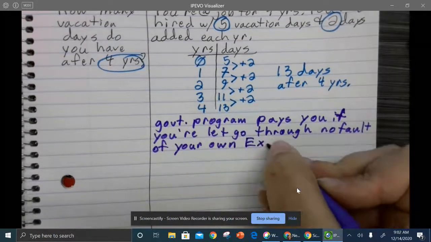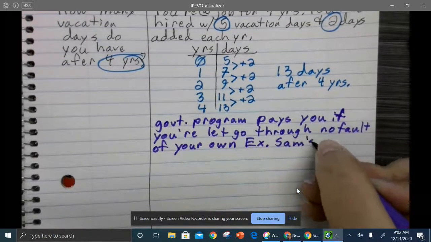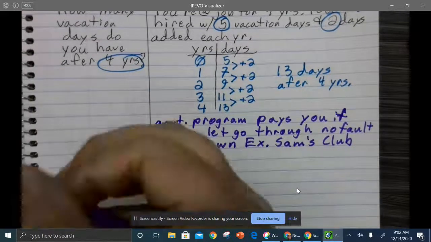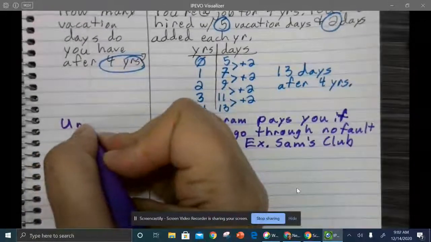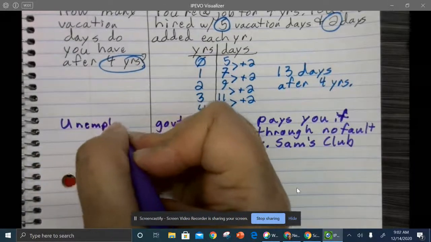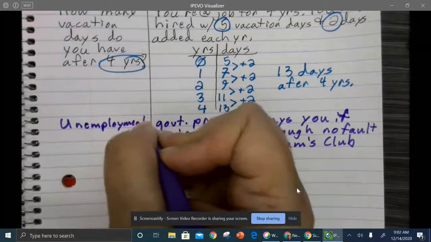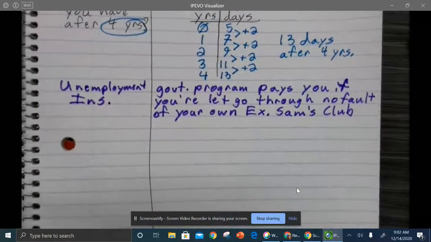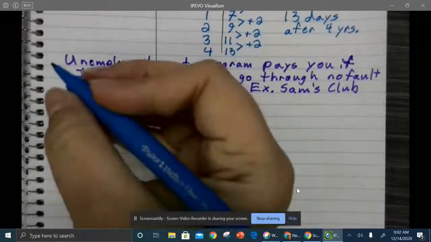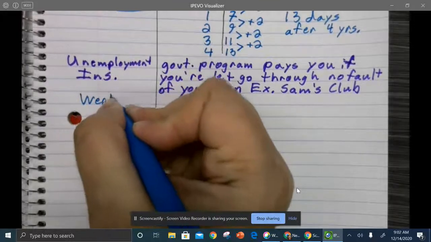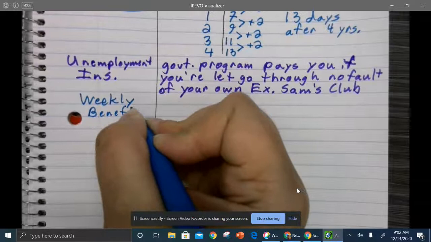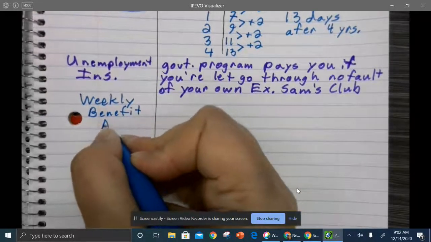Okay, so that's an example we had a couple years ago, like they were closing the Sam's Clubs. They're closing the stores. So that would be an example. So those employees are what they call displaced. So they are eligible for it. Okay, so the weekly benefit amount, and it does vary, by the way, from state to state.